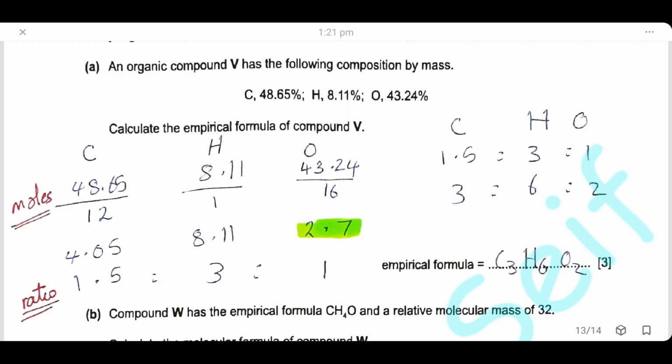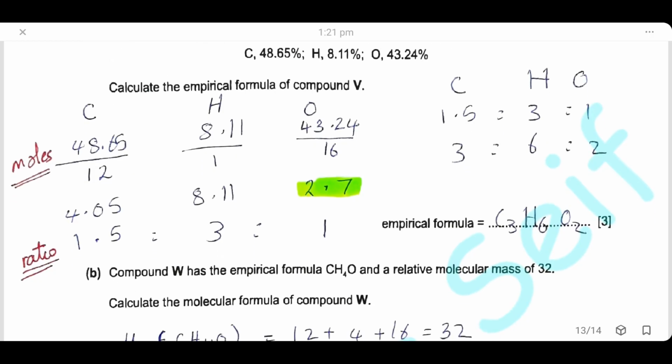Then we divide each one by its molar mass: carbon by 12, hydrogen by 1, and oxygen by 16, which is the molar mass of oxygen. To get the number of moles for each element, it will be 4.05 for carbon, 8.11 for hydrogen, and 2.7 for oxygen. When we get this ratio, we will divide the three numbers by the smallest number, which in this case is 2.7. We will obtain the ratio 1.5 to 3 to 1.